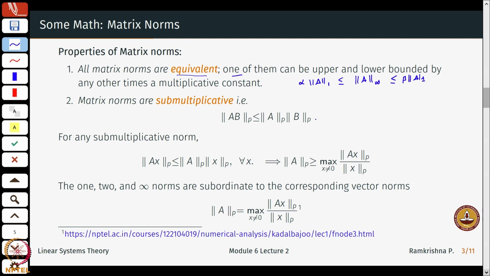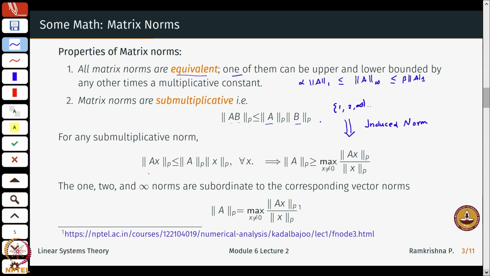Another important property is the submultiplicative property. If I have two matrices A and B, the submultiplicative property says that the norm of A times B is less than or equal to the norm of A times the norm of B. The norm could be whatever: the 1 norm, the 2 norm, the infinity norm and so on. From the property of submultiplicativity, we can define what is also usually referred to in the literature as the induced norm. I will quickly run you through what this could mean.